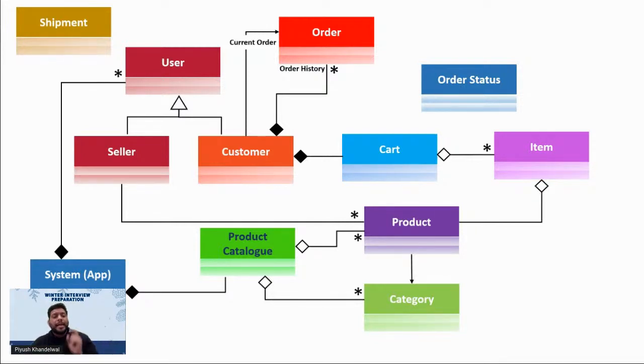So when we say aggregation, there is a part-of relationship, and the part can exist without the whole thing. Whereas when we talk about composition, there is a part-of relationship and the part cannot exist without the existence of the whole thing. I hope this is clear. If this is clear to you, please type +1 or please type aggregation.